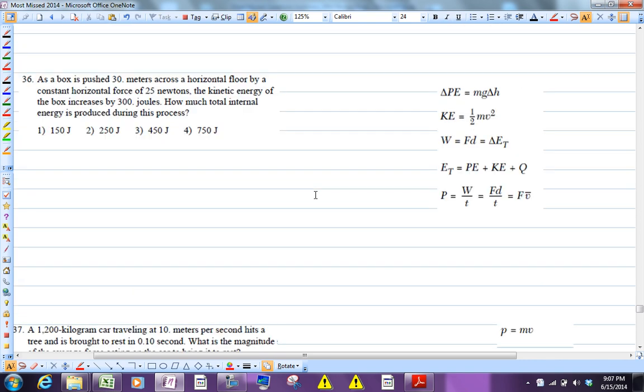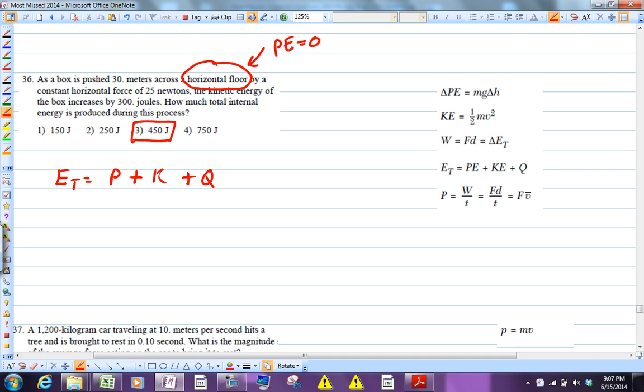36. The answer is 3. Again, this is your total energy. On the one hand, your total energy is potential plus kinetic, plus any internal energy, any work non-conservative. You're told that the kinetic energy increases by 300 joules. You're also told that it's a horizontal floor, so even though it doesn't say it explicitly, because it doesn't change height, you know the change in the potential energy is 0.